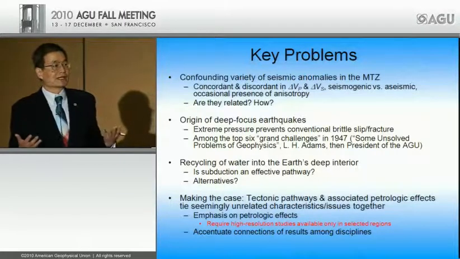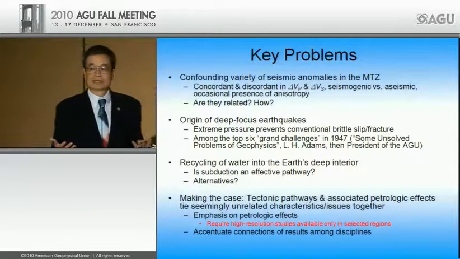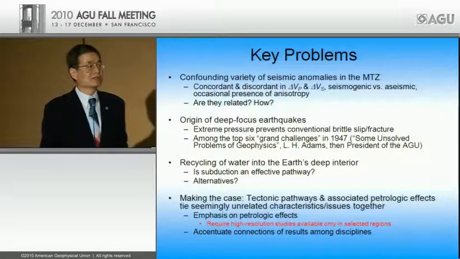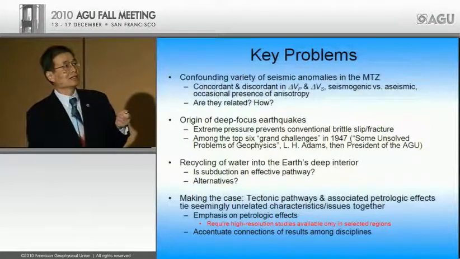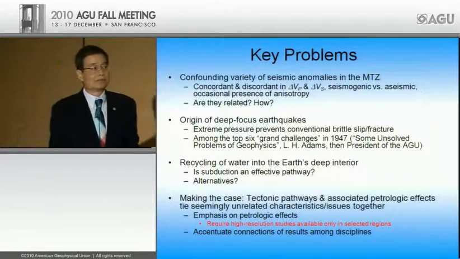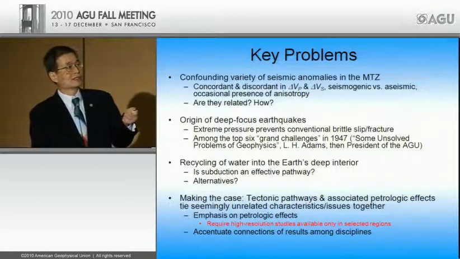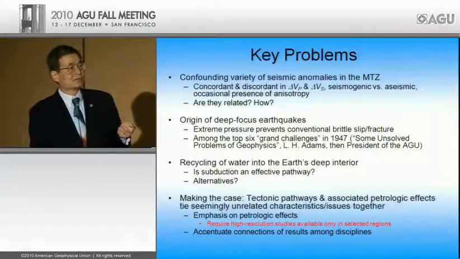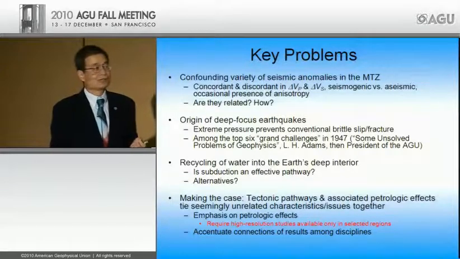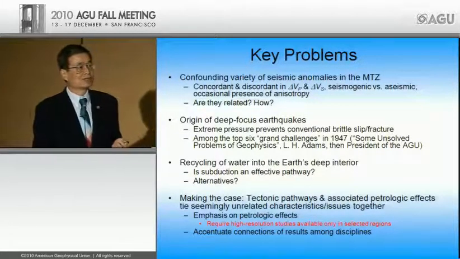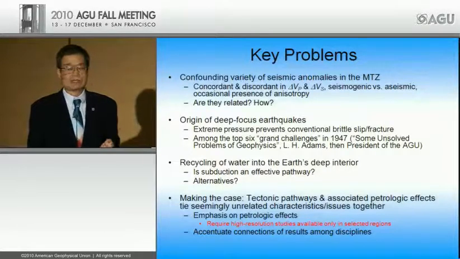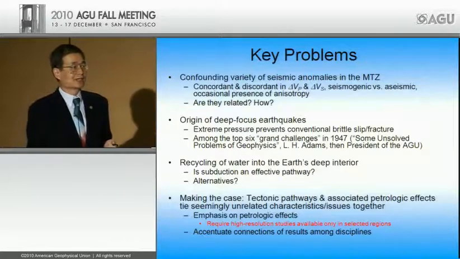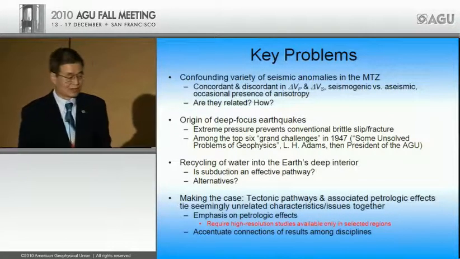Overall, I'm going to make the case that tectonic pathways and the petrological effects associated with these pathways can tie all these seemingly different anomalies as well as these different issues together. My emphasis is going to be on petrologic effect. As such, we require high-resolution studies that are available only in selected regions. And I'm going to accentuate connections of results among different disciplines.